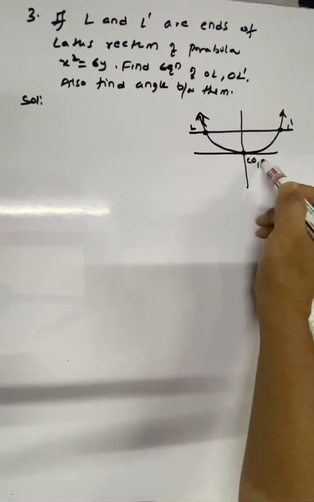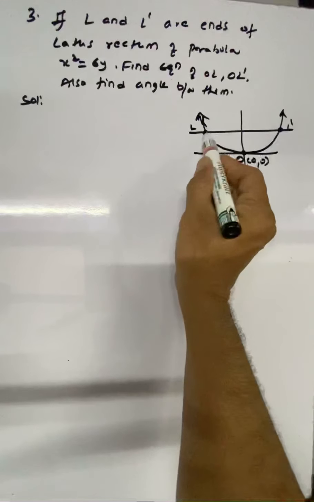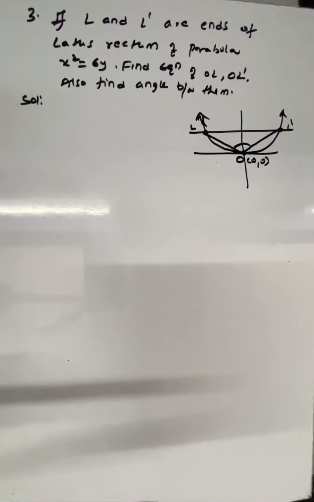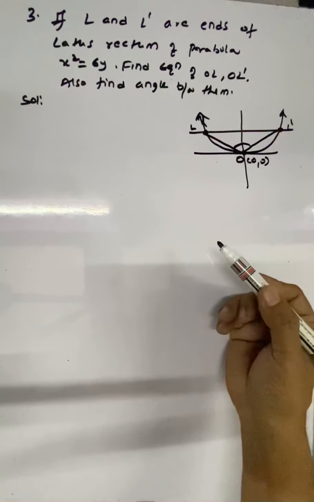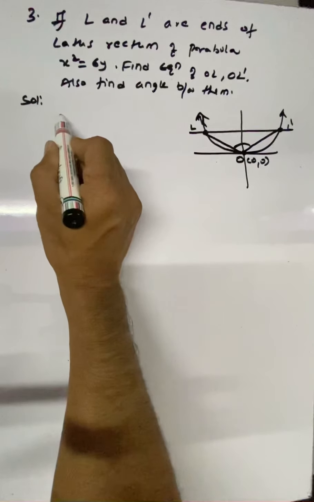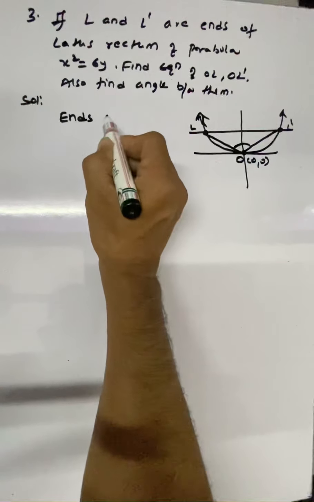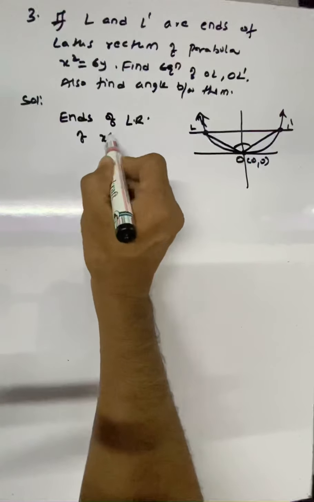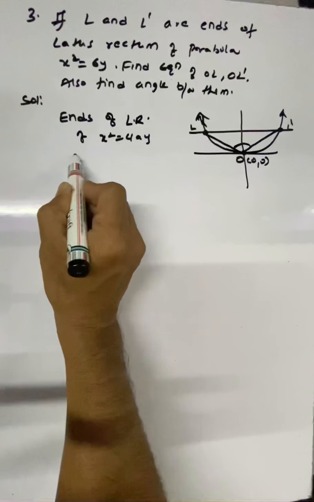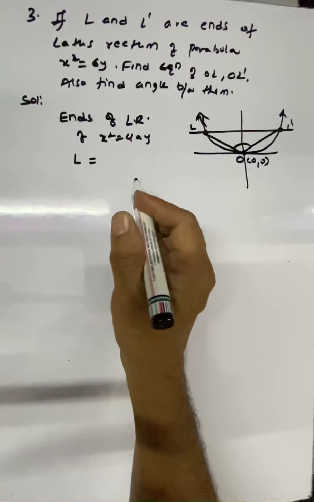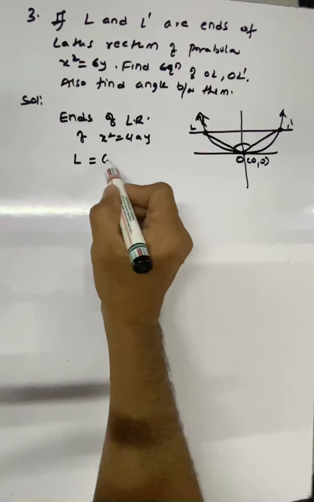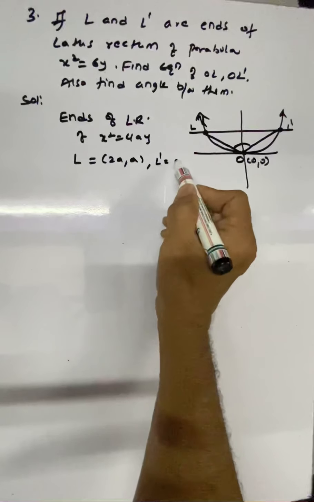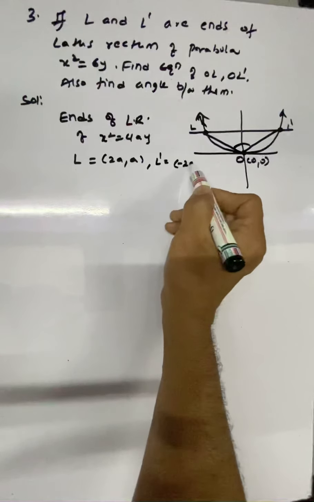Here the origin is there, O we can say. Then we have to find the equation of OL and the equation of OL dash and also the angle between them. So first thing, a U type parabola is mentioned to us, we have to find L, L dash. For the ends of latus rectum, you have to remember one formula I have not given to you. For the end of latus rectum of the x square equals 4ay parabola, L is 2a comma a and L dash equals minus 2a comma a.